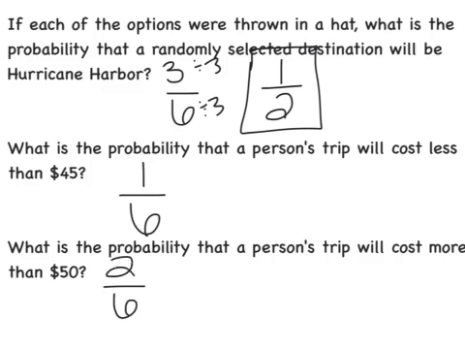But I noticed that both of those are divisible by 2, so that means it can be reduced. So I'm going to divide both the top and the bottom by 2. 2 divided by 2 is 1, and 6 divided by 2 is 3. And so that's my answer. Easy peasy.